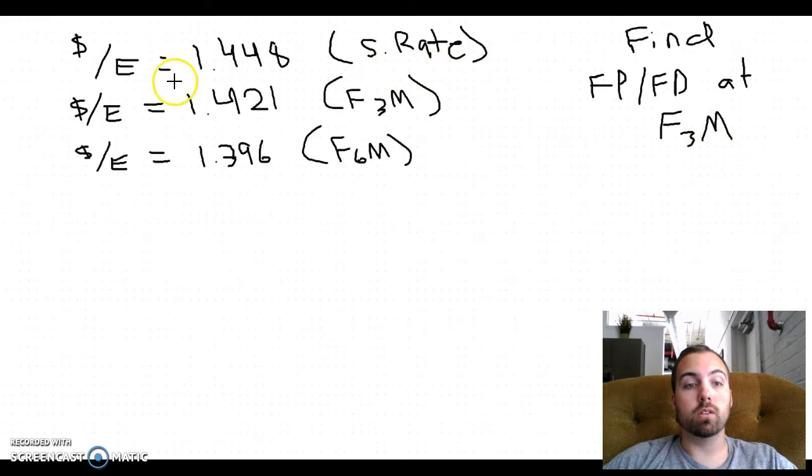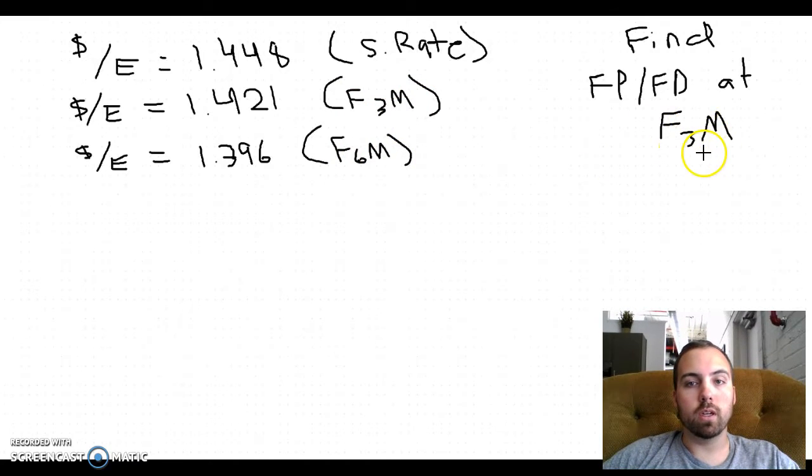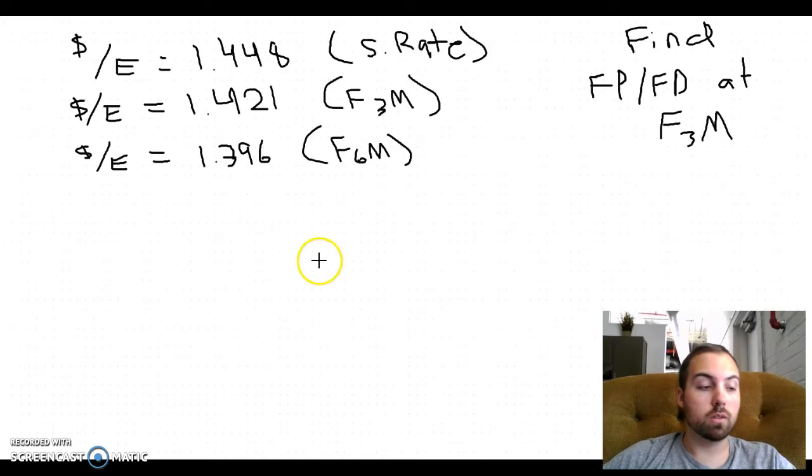What we have here is a spot rate of €1 is equal to $1.448. Spot rate is essentially what the currency is worth right now at the time of transaction. What we have here is also the euro per dollar at different times in the future. So we have forward rates here of 3 months and 6 months. What we're trying to do here is obviously find it for 3 months out. But the formula we use to get the forward rates is as follows.